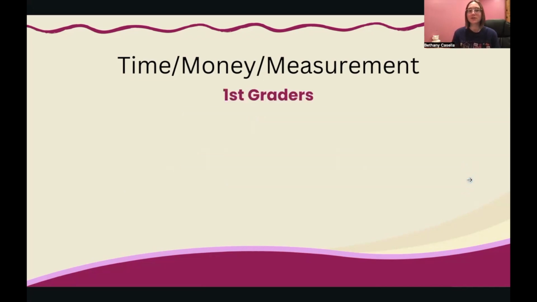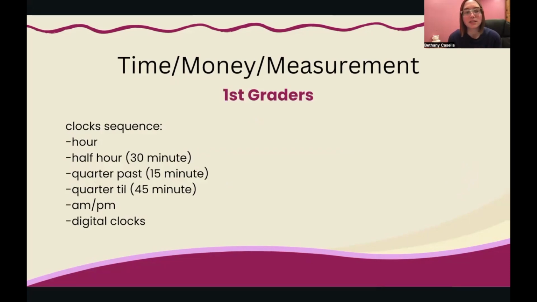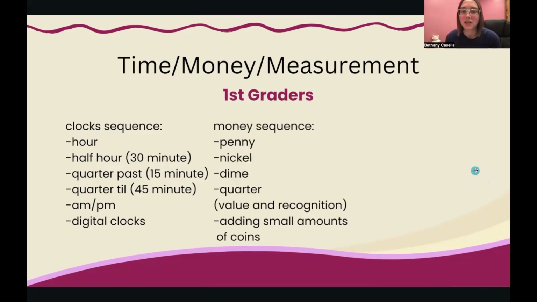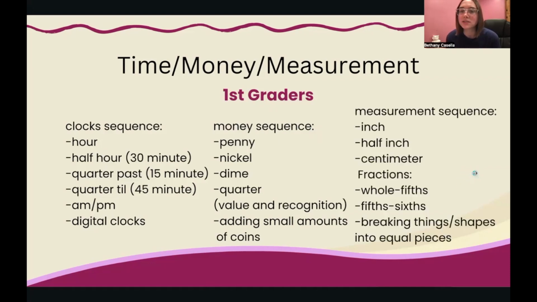So let's see, for first graders, there's the clock sequence. So hour, half hour, quarter past, quarter till, AM, PM, digital clocks. I'm always surprised at what they think are AM activities and what are PM activities. So it's good to give them a differentiator of that. And then the money sequence: penny, nickel, dime, quarter, the value and the recognition, and then adding small groups of coins. So maybe a nickel and a penny, or a dime, or two dimes and a penny, something like that. And then the measurements sequence: the inch, half inch, centimeters, and then fractions.